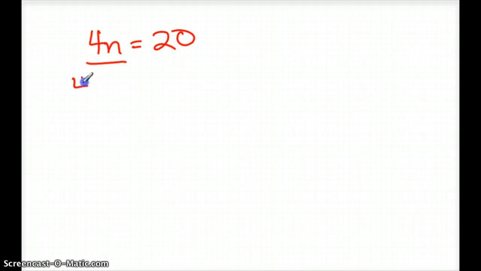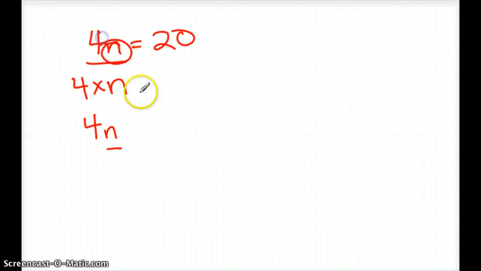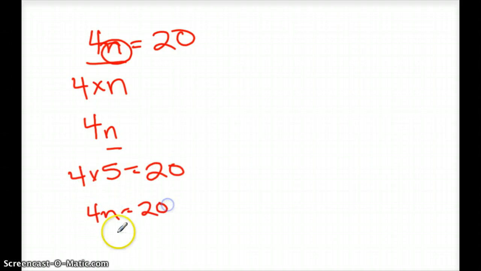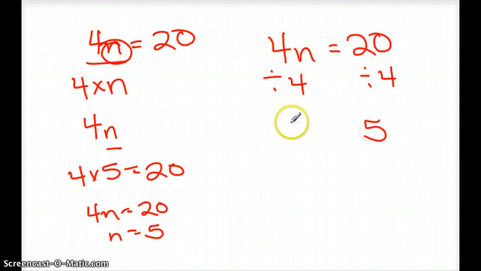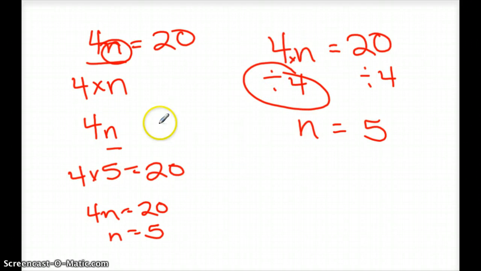Alright, before we begin this page, I'm just going to review a couple things. So if we have 4n equals 20, this 4n really means 4 times n, but we can write that as just 4n. So if I was trying to figure out what n is, then I know 4 times 5 equals 20, or 4n equals 20, so n is equal to 5. I also can figure that out because 4n equals 20. If I were to divide both sides by 4, 20 divided by 4 is 5, so n equals 5. That's our inverse operation because this is a multiplying, so I did dividing.